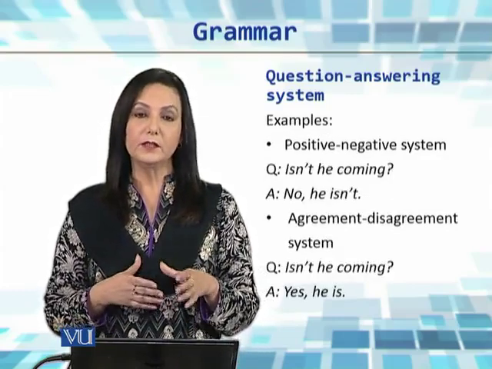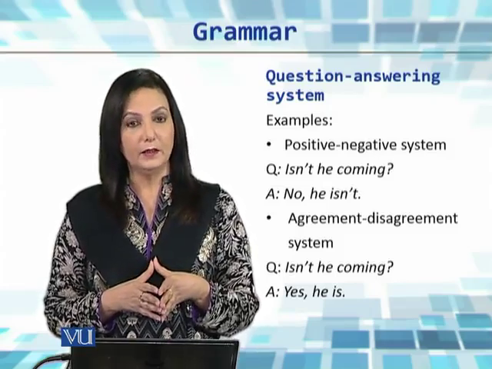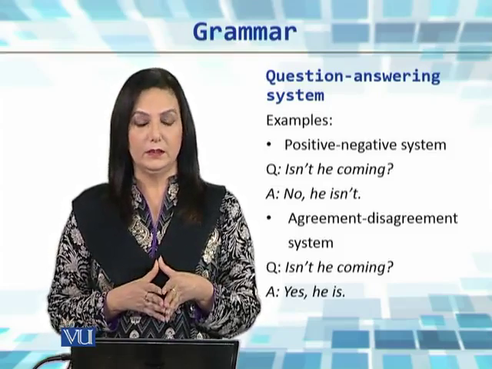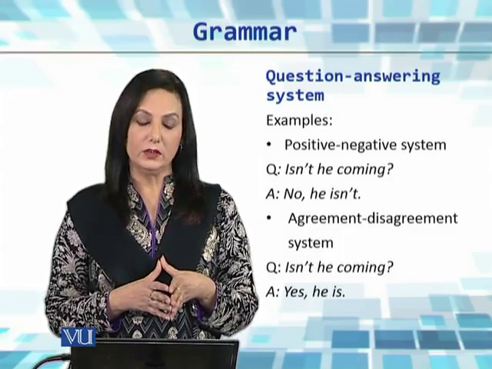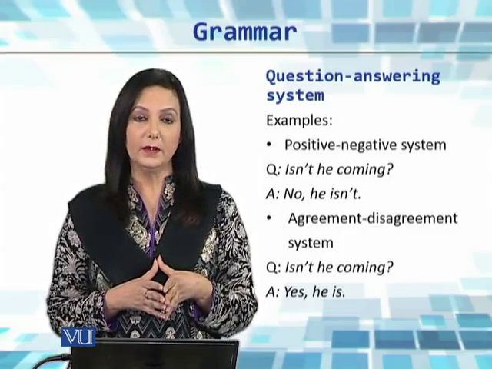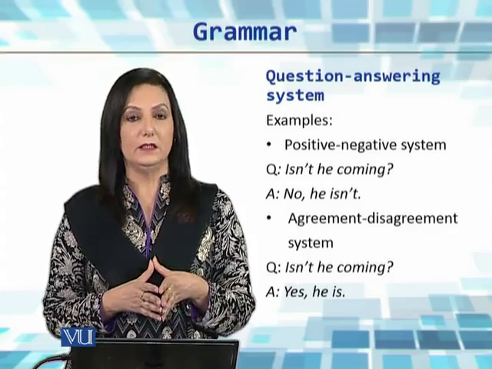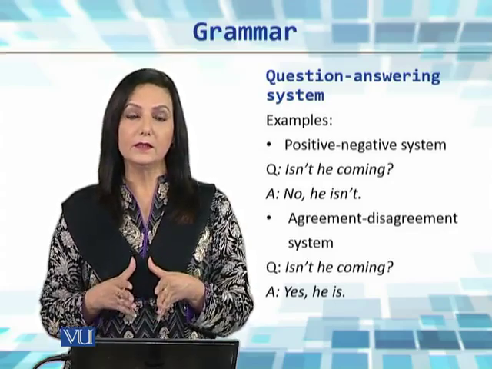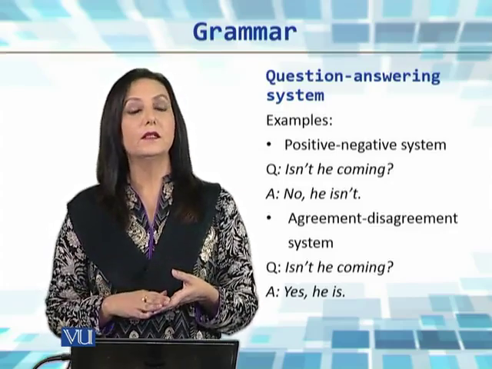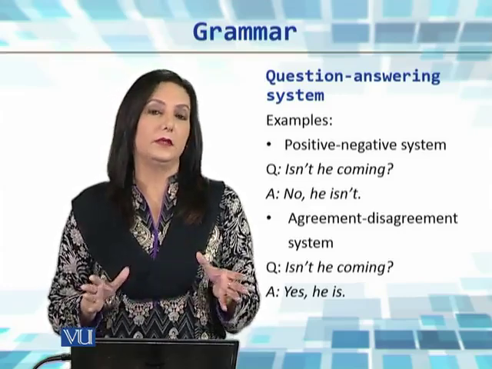If we look at the positive negative system, let's take a look at this question. Isn't he coming? The question is in the negative, and so is the answer. No, he isn't. The same question, if we follow the agreement disagreement system: isn't he coming? Again, the question is negative, but the answer is positive. Yes, he is. So the answer does not follow the tendency of the question or the polarity of the question. The answer is always in the positive, showing agreement with the questioner.